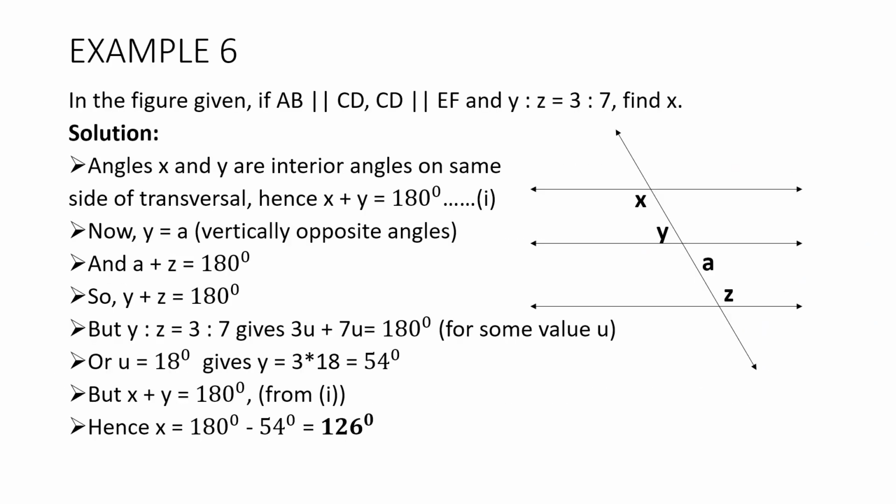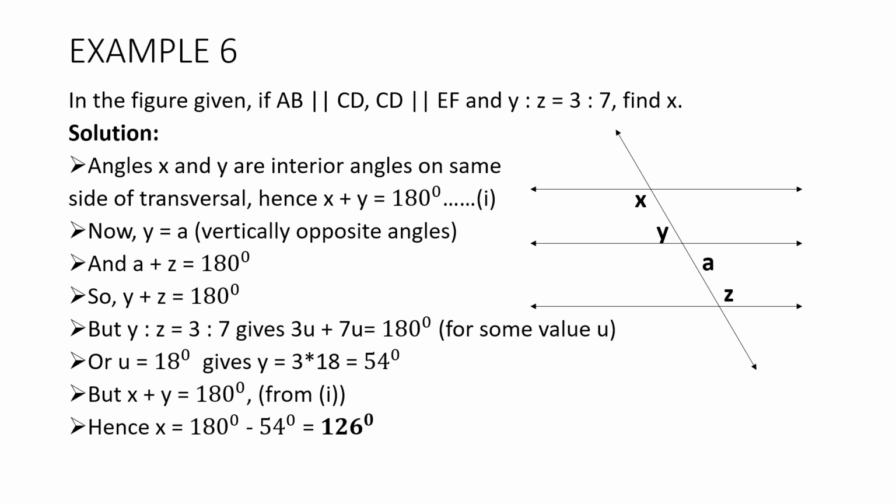Now example 6. In the given figure, if AB is parallel to CD, CD is parallel to EF, and Y is to Z is in the ratio 3:7, find X. Now you can see that three parallel lines are given and a transversal is given. First of all, angles X and Y are interior angles on the same side of the transversal, so they are supplementary, means X plus Y is 180 degrees. Now also you have Y and A, they are vertically opposite angles, so they will have the same measure.